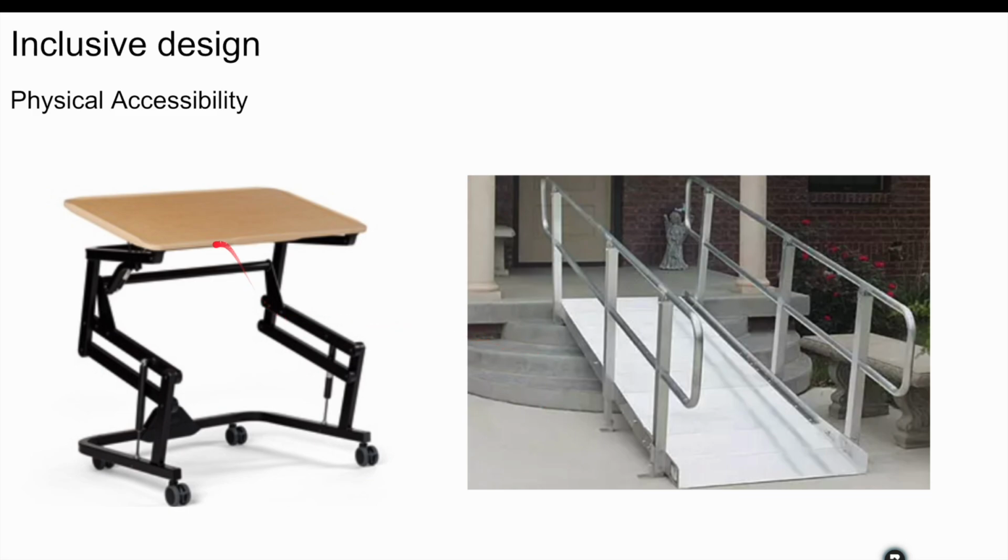The same can be said for an adjustable desk. This can be great for somebody who's tall. It can be great for someone who's shorter. It can be great for somebody who is paralyzed in a wheelchair. It's great for everybody. And so inclusive design is really about that. It's making the environment so that everyone can use it, no matter who they are.